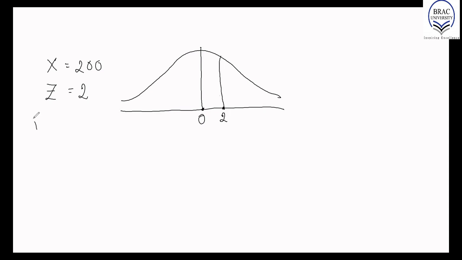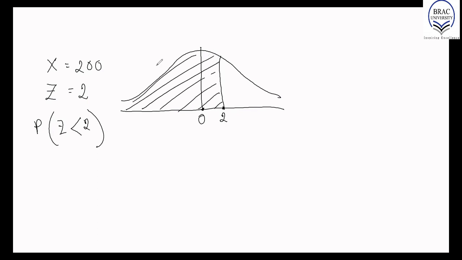Now, this is basically what we are finding, that our outcome is less than 2. That means we will find the area, the entire area till our outcome 2. Okay, the area under the curve less than 2, less than or equals to 2. We do not have to write the equal sign because it's a continuous distribution. Okay, so this is the area that we are essentially trying to find out.